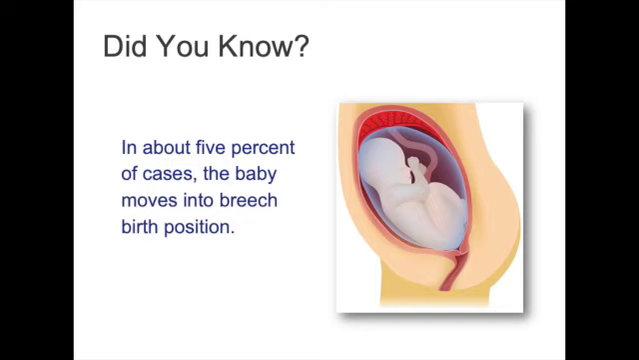As we mentioned on the previous slide, in 5% of cases, the baby moves into a breech birth position. And there are 3 different types of breech. There's the frank breech, the full breech, and a footling breech. And we will talk about and show those in class.